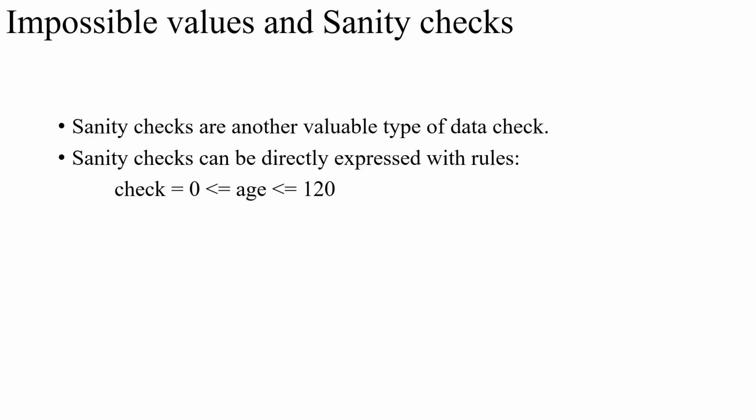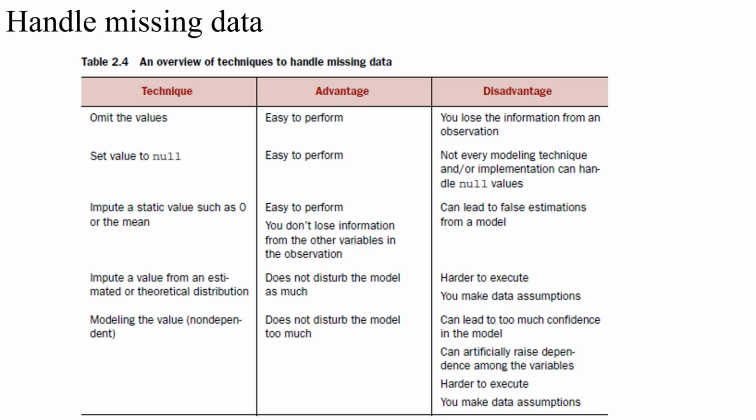Then there are impossible values and sanity checks. So we have to check whether the age is greater than or equal to 0 and less than or equal to 120. Sometimes this can be narrowed also based on the research problem. So we have to consider the impossible values and remove them. This is also one of the processes of data cleaning.